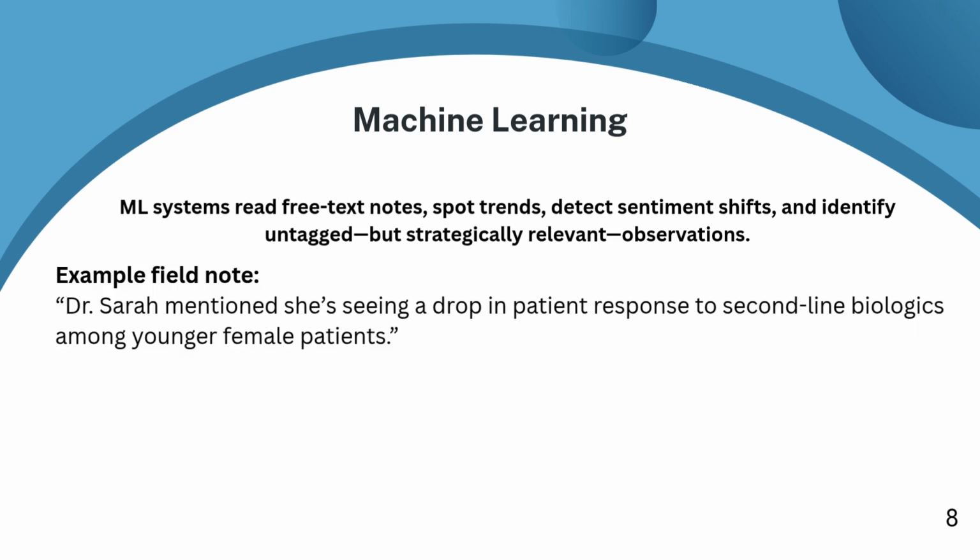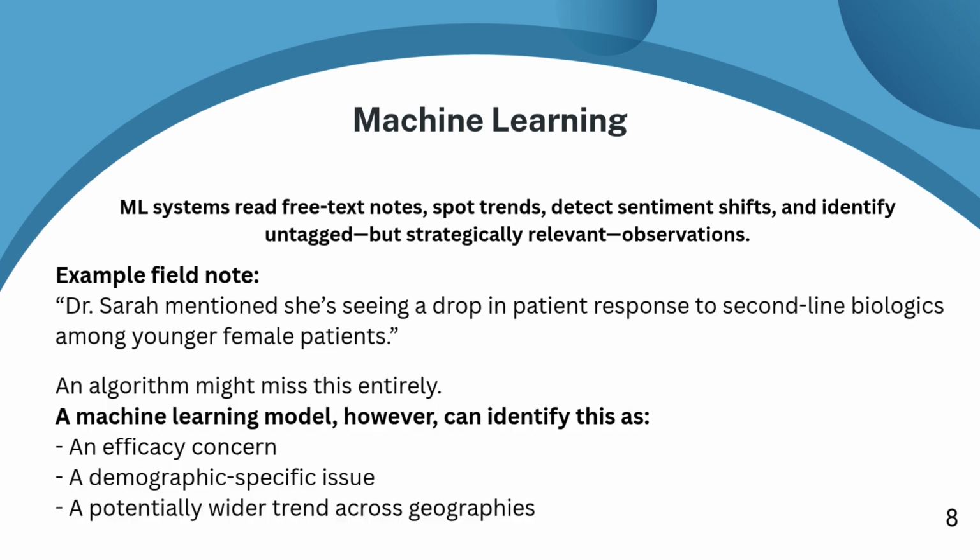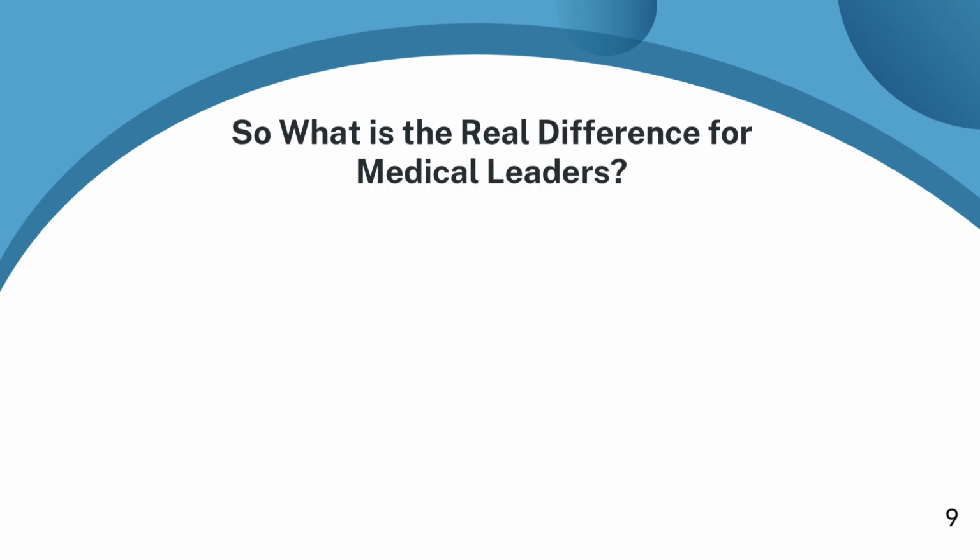An MSL might write in a field note, "Dr. Sarah mentioned she's seeing a drop in patient response to second-line biologics among younger female patients." A traditional algorithm-based system might miss this entirely, but a machine learning model can pick out keywords, analyze the context, and say, this sounds like an efficacy concern, potentially related to a demographic subgroup, and possibly a pattern that's showing up in other geographies too. That's powerful. So what is the real difference for medical leaders?